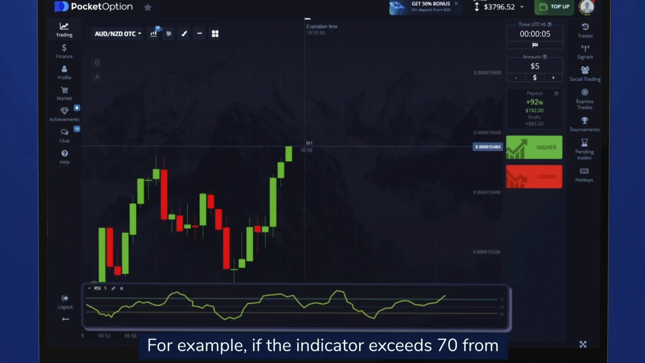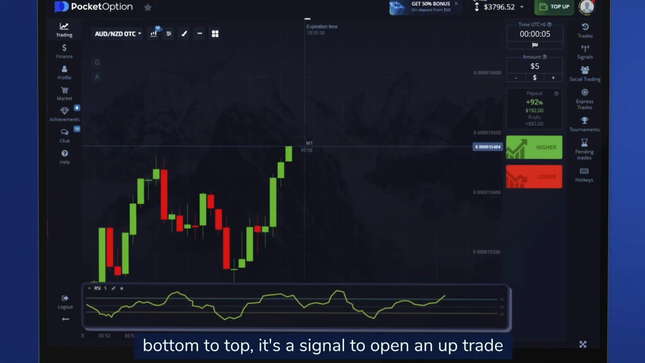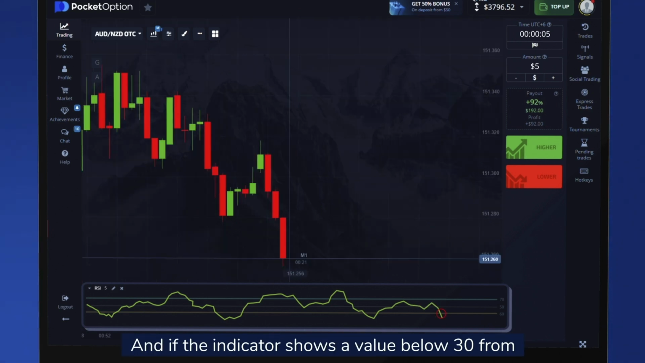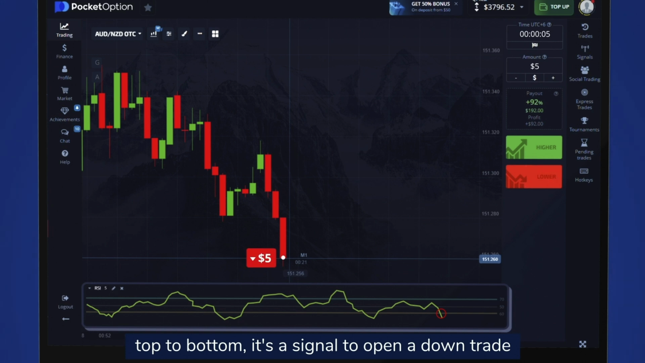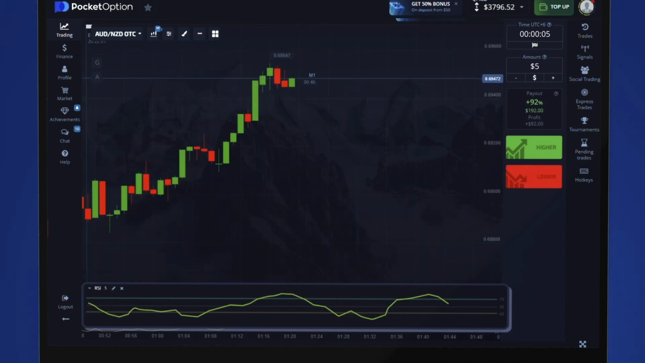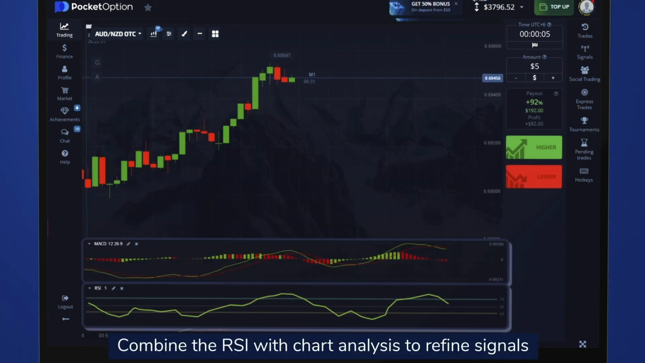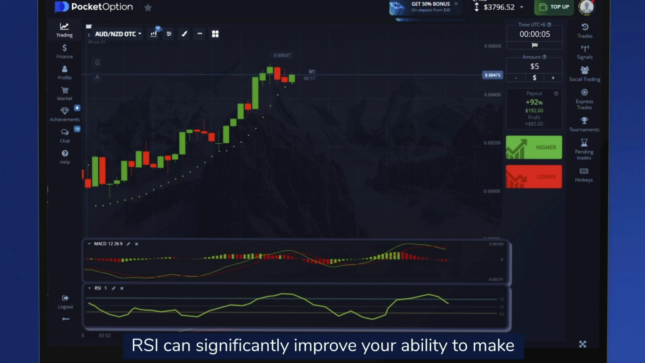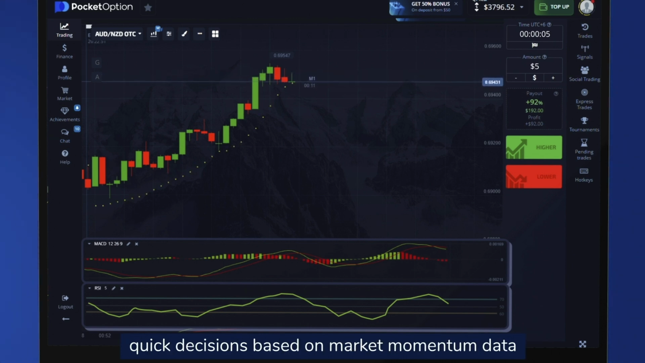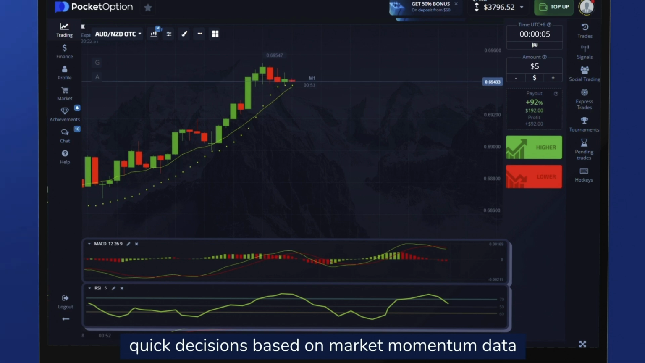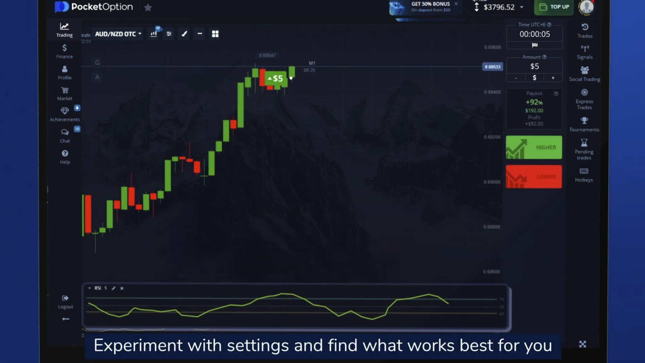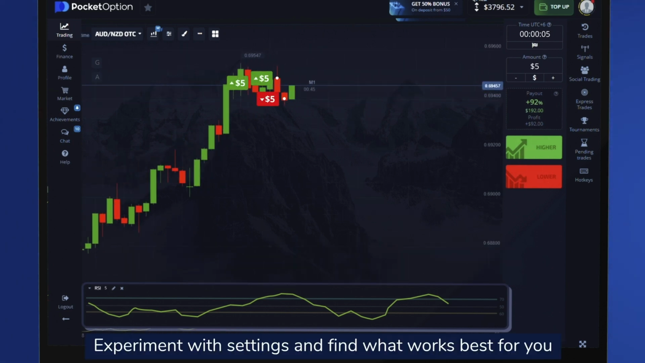For example, if the indicator exceeds 70 from bottom to top, it's a signal to open an up trade. And if the indicator shows a value below 30 from top to bottom, it's a signal to open a down trade. Combine the RSI with chart analysis to refine signals. RSI can significantly improve your ability to make quick decisions based on market momentum data. Experiment with settings and find what works best for you.